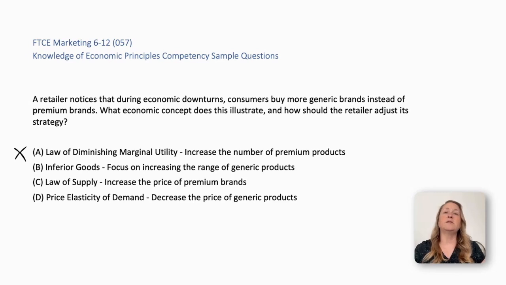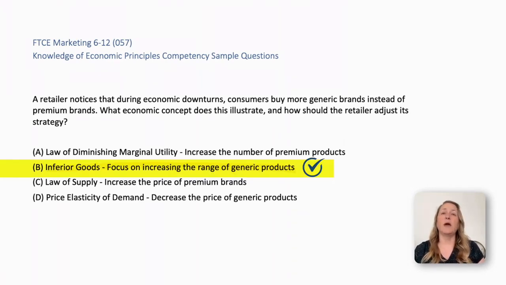A. This is about satisfaction decreasing with extra units, not about income shifts or brand choices. C. Supply explains producers' behavior, not why consumers switch to cheaper brands in tough times. D. People already buy more generics when incomes drop. No need to lower their price further. The correct answer is B.